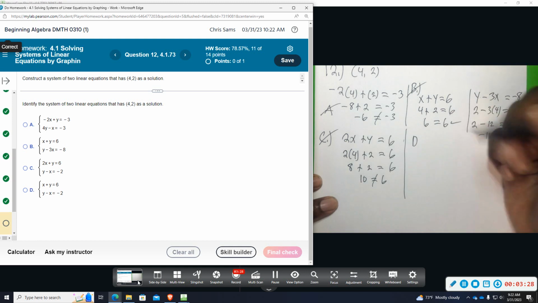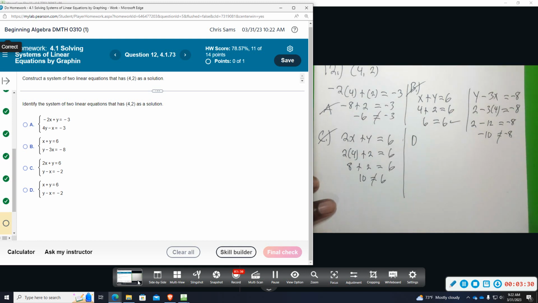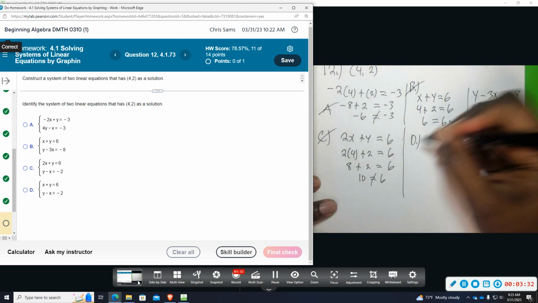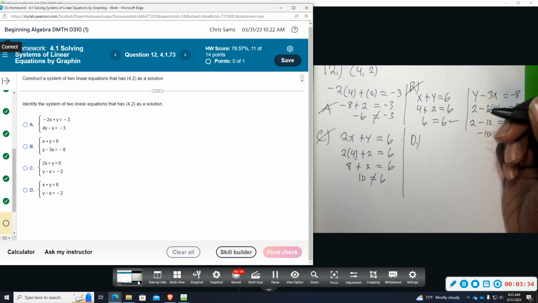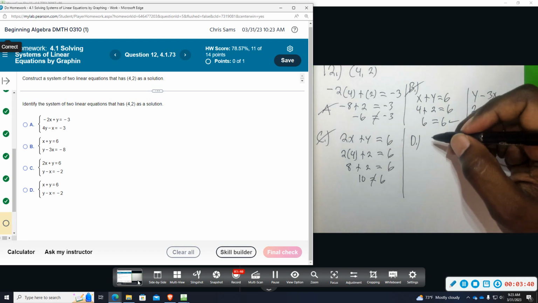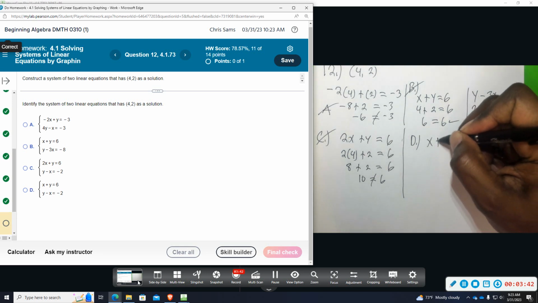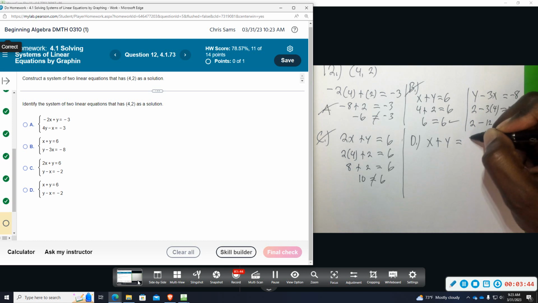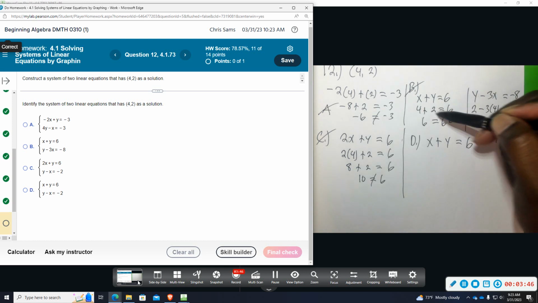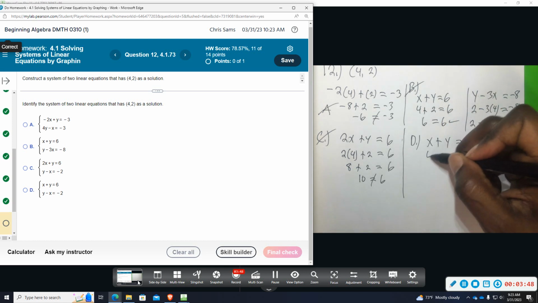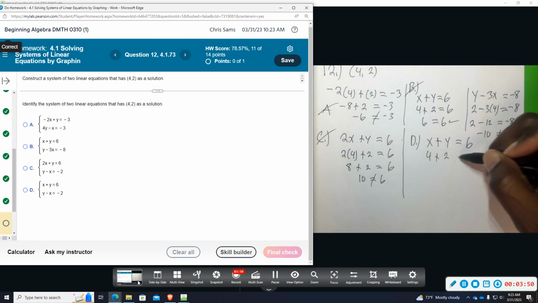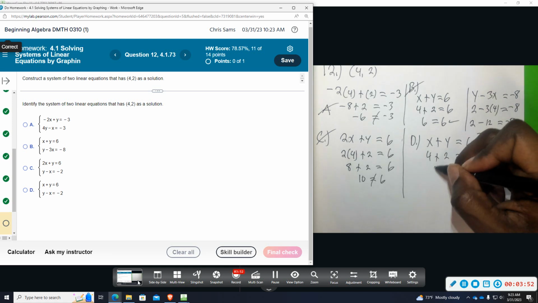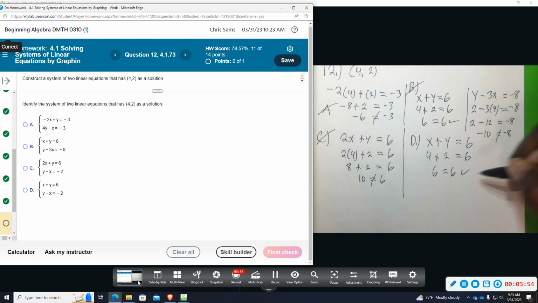So D has to be the answer unless we've made a mistake somewhere. But we're going to plug it in and check both equations for D and see if we get it. So D, we have x plus y equals 6. So it's kind of like this one up here. We've already done it. We're going to plug in a 4, a 2 equals 6. 6 equals 6. That works out.